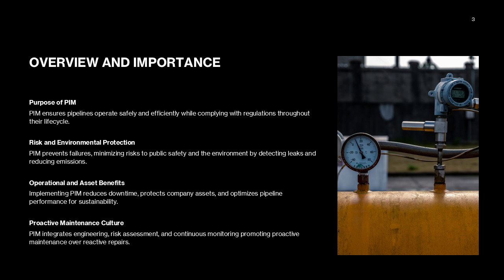The concept integrates engineering principles, risk assessment, and continuous monitoring to create a proactive maintenance culture rather than reactive repairs. This introduction sets the stage for understanding the key components that make up an effective pipeline integrity management system.